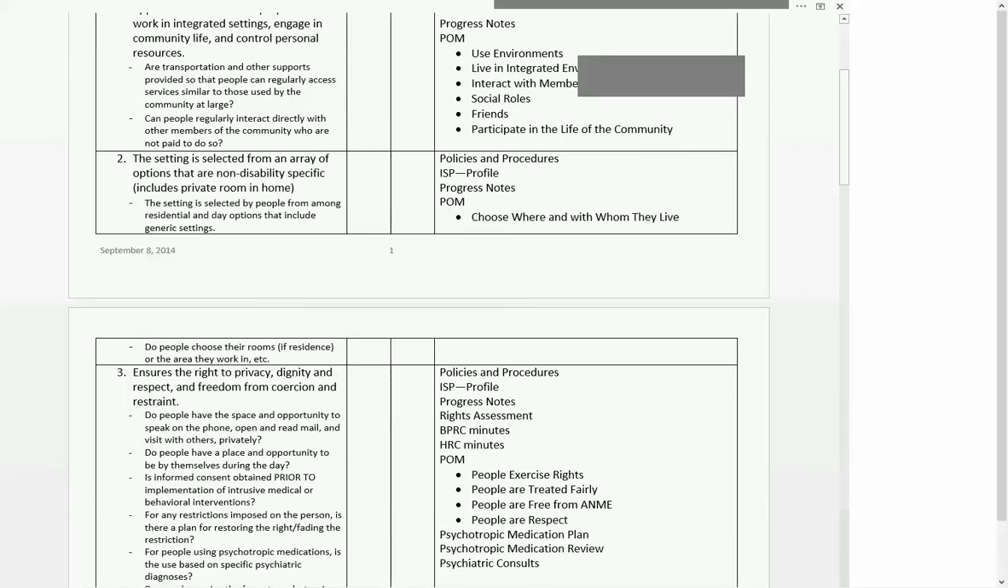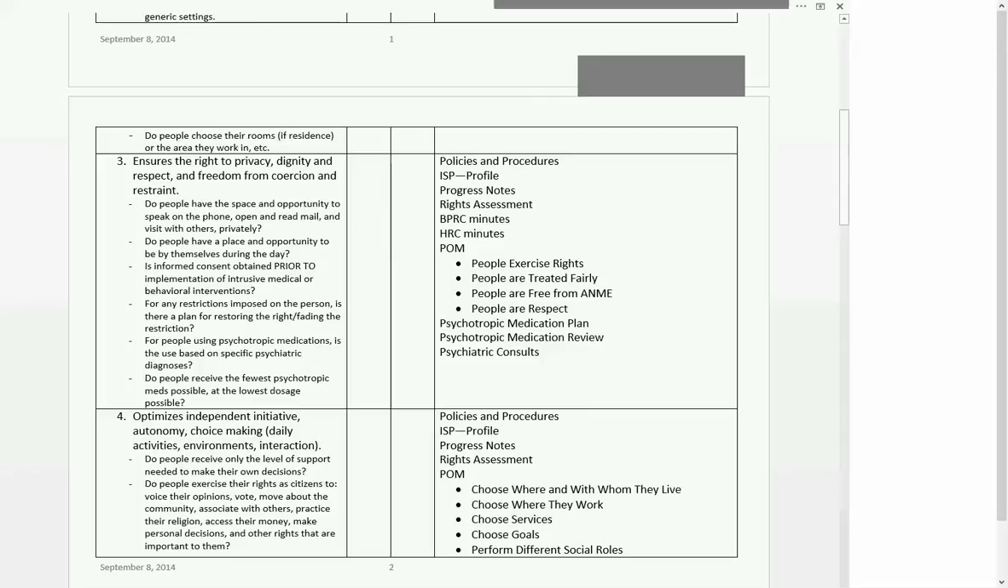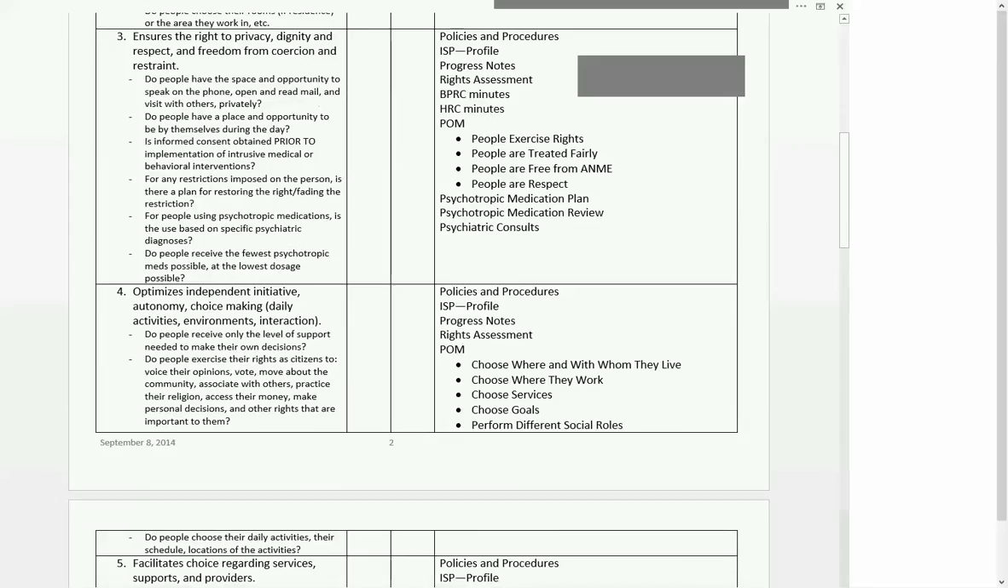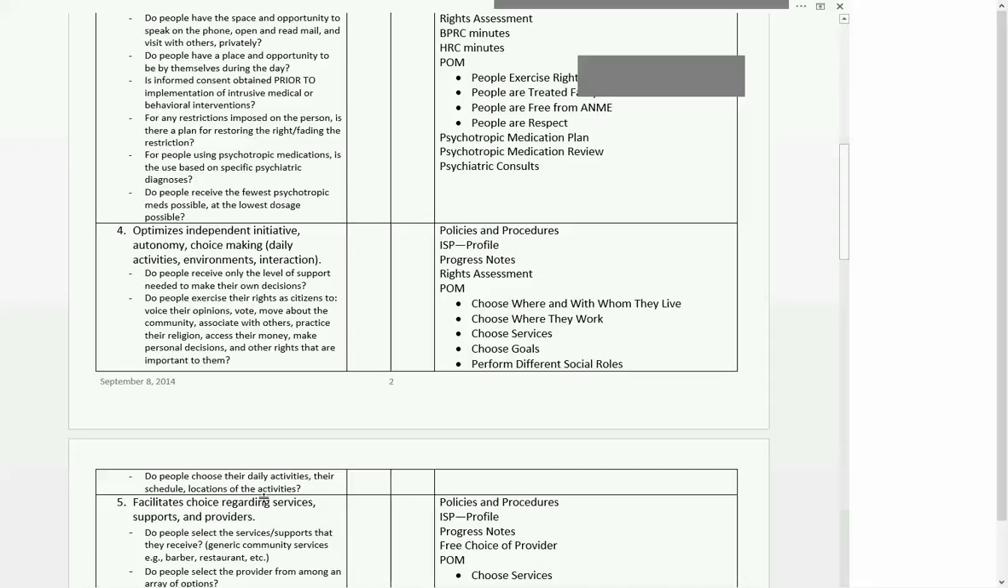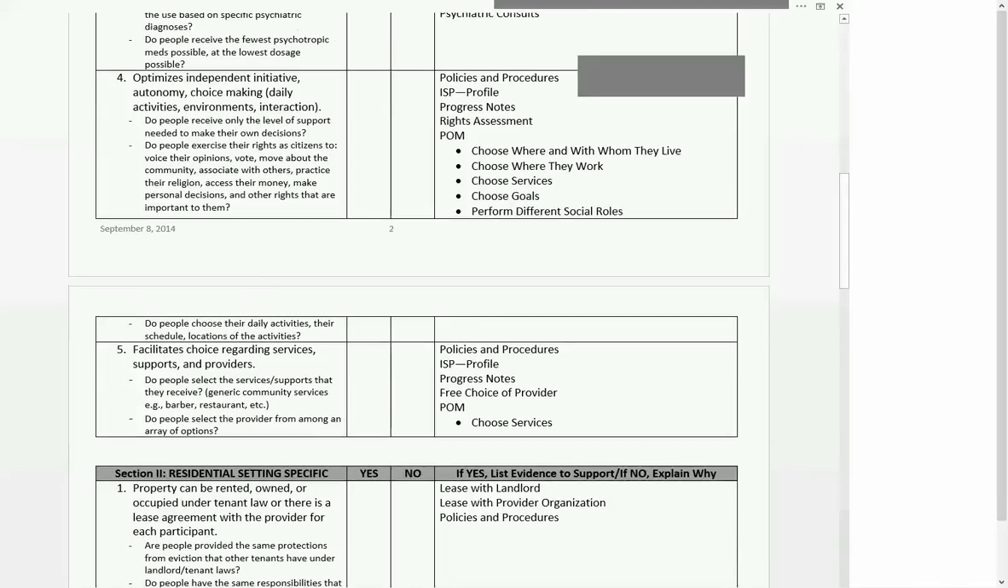The setting is selected from an array of options that are non-disability specific. It ensures the right to privacy, dignity, respect, and freedom of choice from coercion and restraint. It optimizes independent initiative, autonomy, choice-making activities, and environments. It facilitates choice regarding services, supports, and providers. And if you're currently using the support plan format that's on our website, a lot of this information should be gone over at the person's team meeting in the profile section of the plan.